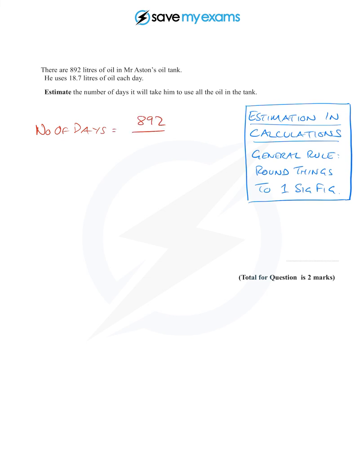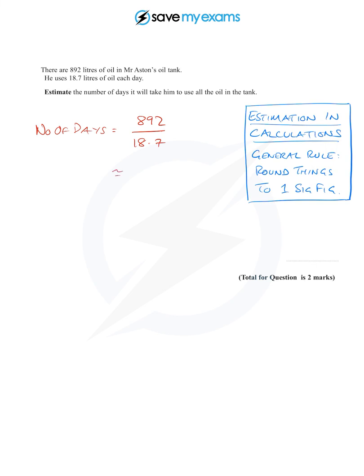892 divided by 18.7. Now, we don't have a calculator, so we can't do that. But anyway, it says estimate. And if you look at my blue box, I've given you a clue about using estimations in calculations. And the general rule is to round everything to one significant figure. Okay, so let's do that.